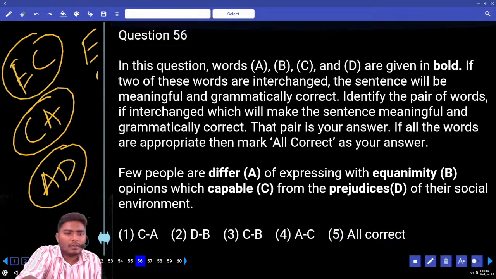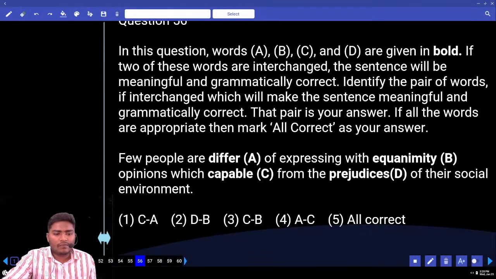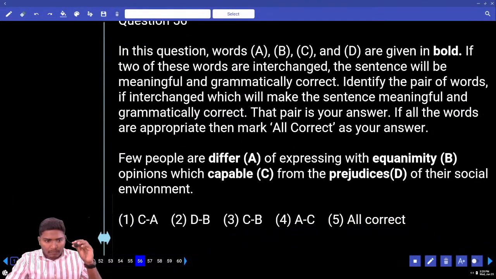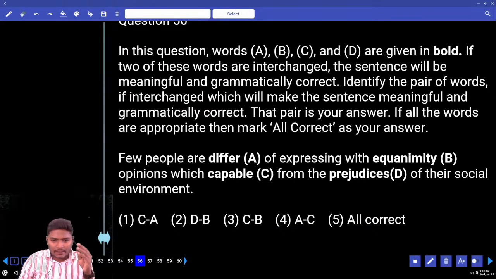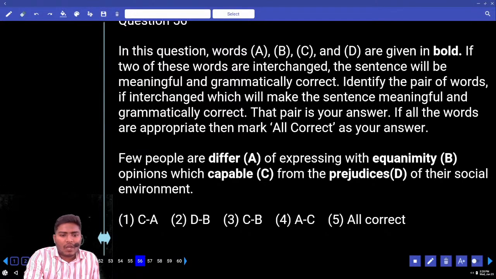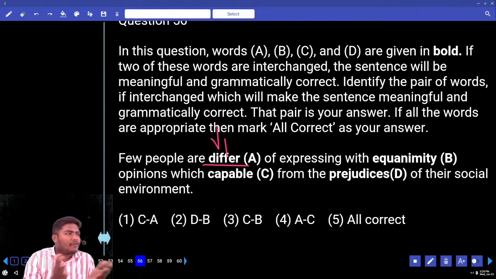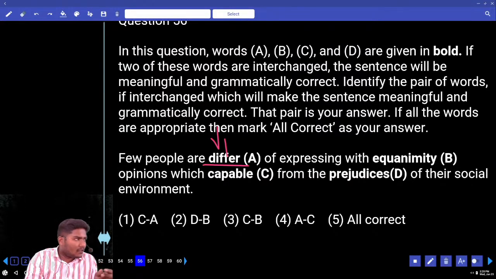Swap the words. You should do these 3 out of 3. Few people are. After "are", what is given here? What is "differ"? Okay, forget about meaning. What is the part of speech? V1, that you know. Differ is to differentiate between something. Differ is to differentiate, separate.